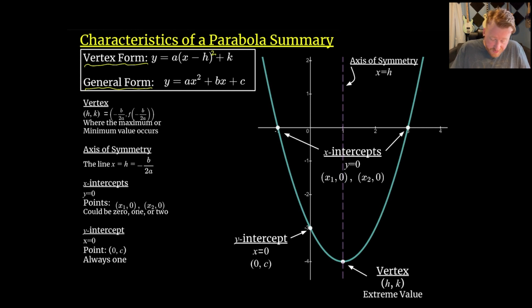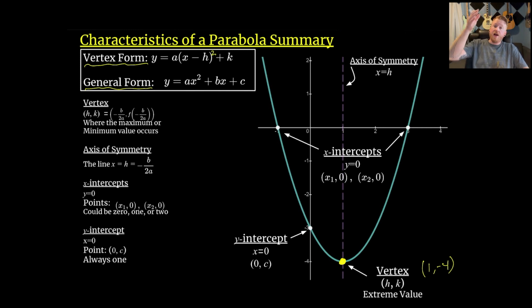Just looking at the different characteristics here. For the vertex, it's going to be this point down here, at least in this example, and we would call this point (h, k), where h would be the x-coordinate of the vertex and k would be the y-coordinate of the vertex. Here it looks like our vertex is at (1, -4). So thinking about this as a function, as we will moving forward, we could think about an input of 1 and an output of -4, and that being the minimum value of this parabola.